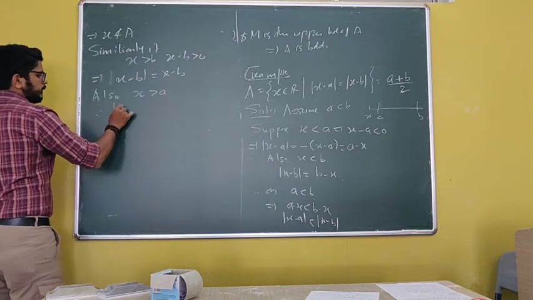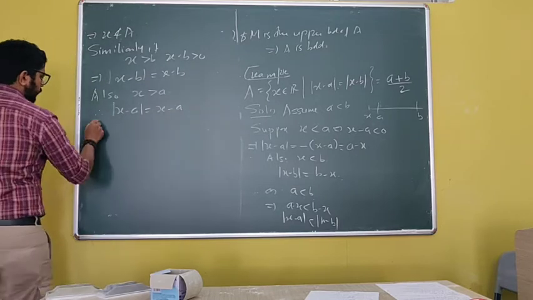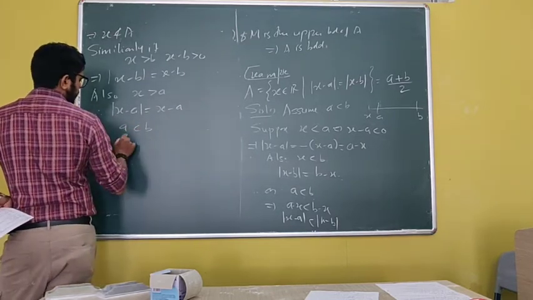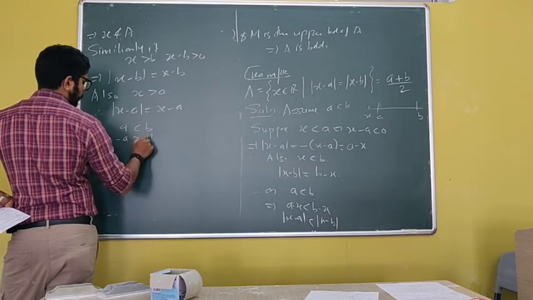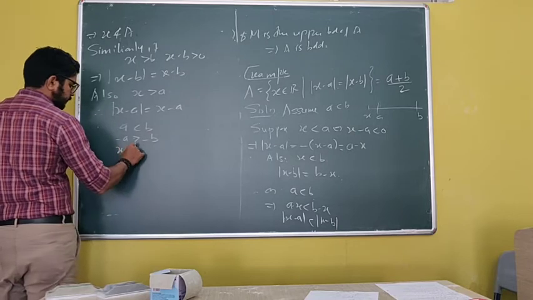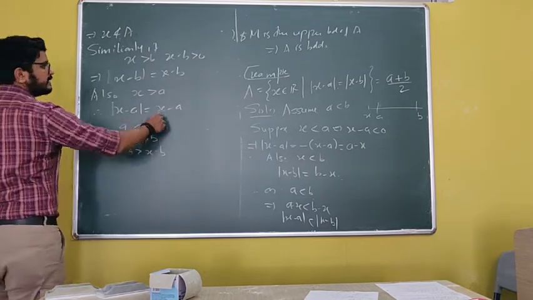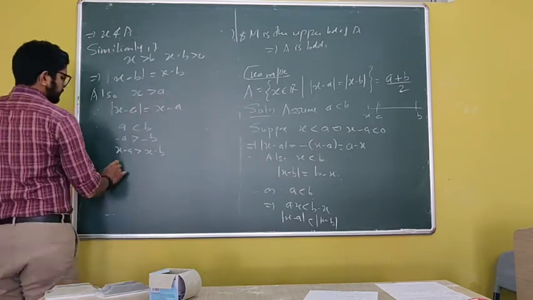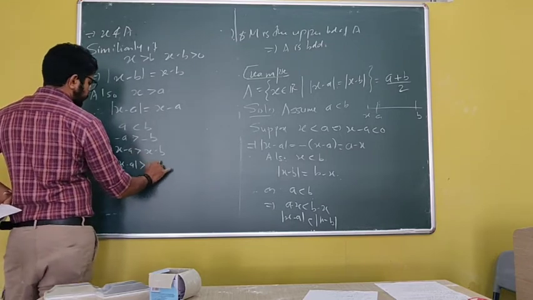Therefore, what happens to x minus a? x minus a will be positive as well, right? Therefore, since a is less than b, minus a will be bigger than minus b. Therefore, x minus a will be bigger than x minus b. Just a is less than b is assumed, right? So modulus of x minus a will be bigger than modulus of x minus b.